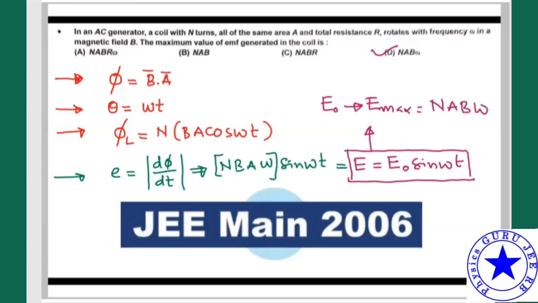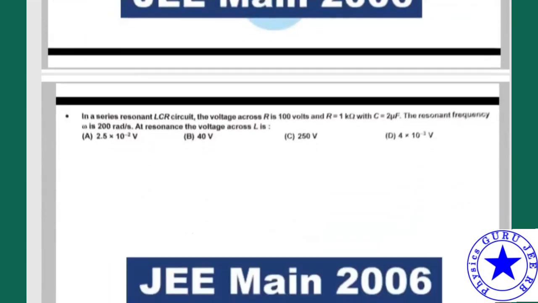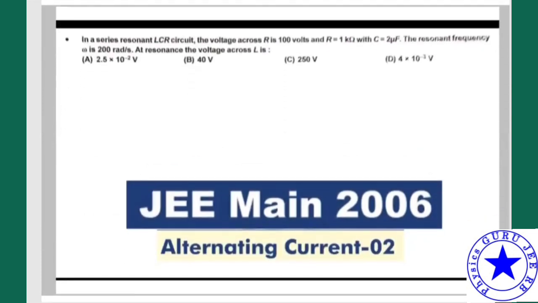Then we'll move to the next question, which is given in JEE Mains 2006. In a series resonant LCR circuit, the voltage across R is 100 volts and resistance is 1 kilo ohm and capacitance is 2 microfarads. Then the resonance frequency omega is 200 radian per second. At resonance, we want to calculate the voltage across L.